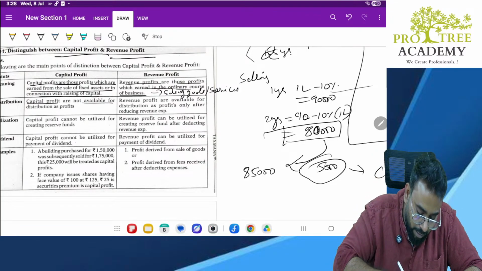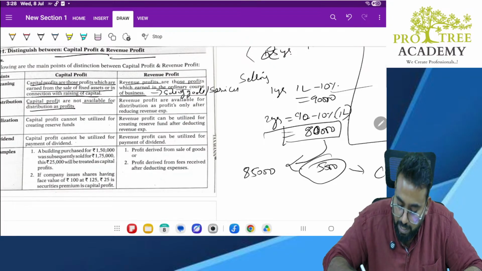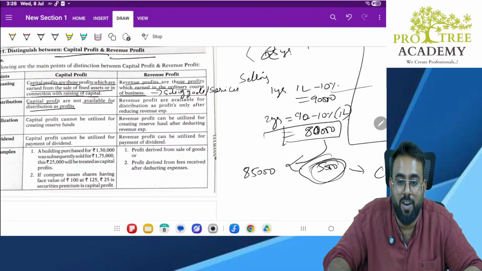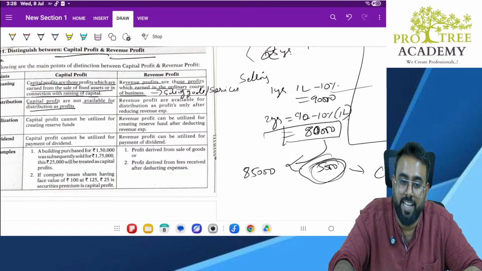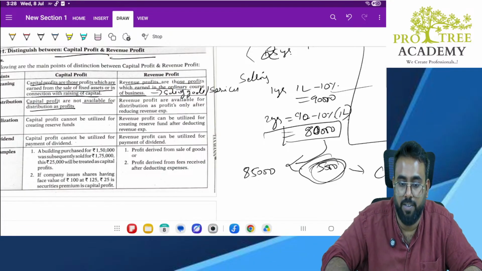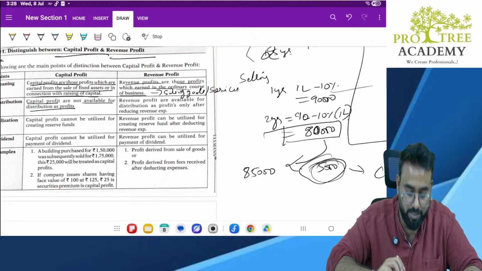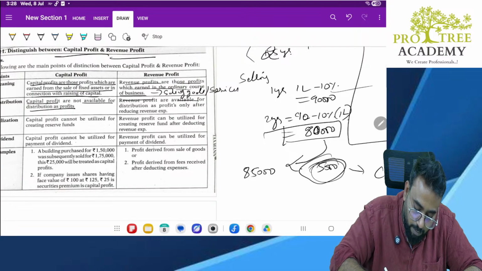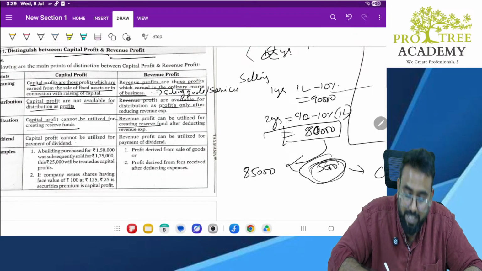Capital profits are not available for distribution as profits. That means any profits earned by the sale of fixed assets, this 5,000 is there, no? Owner cannot say, I will take this as my profit. No. Owner can take the profits which are genuinely generated from the ordinary business activities. What are your ordinary business activities? Sale of goods and sale of services. Revenue profits are available for distribution. Capital profit cannot be utilized for creating reserve funds. Revenue profit can be utilized for creating reserve funds.